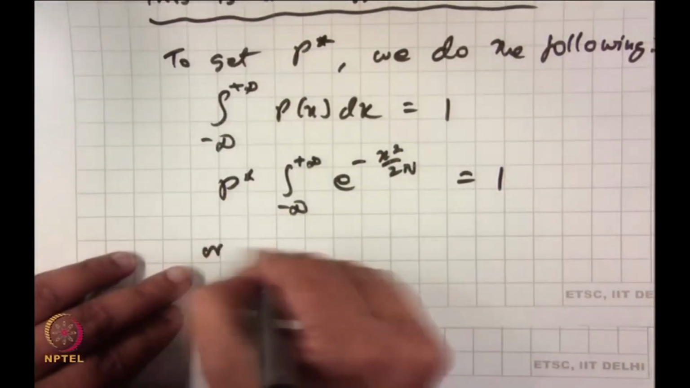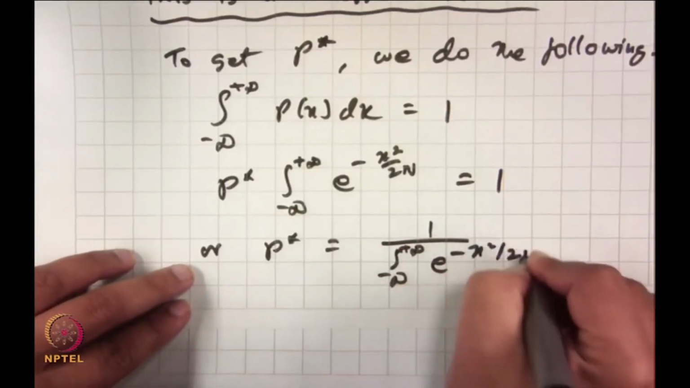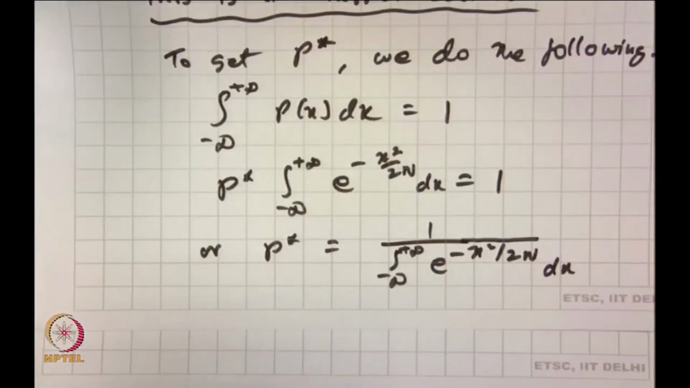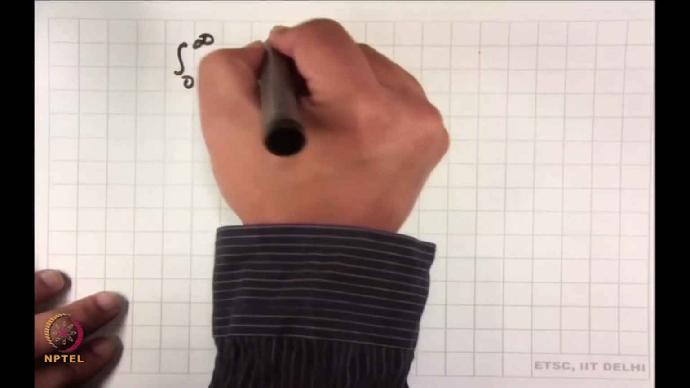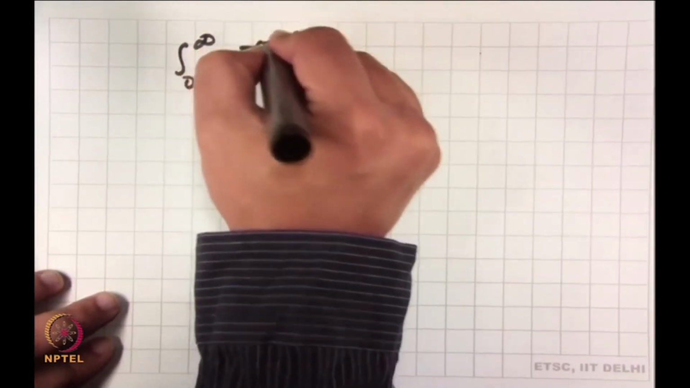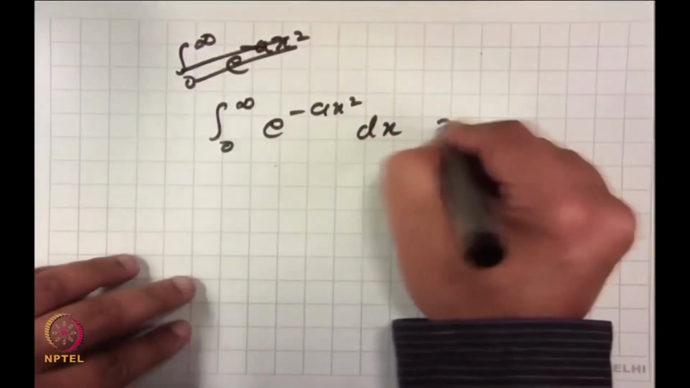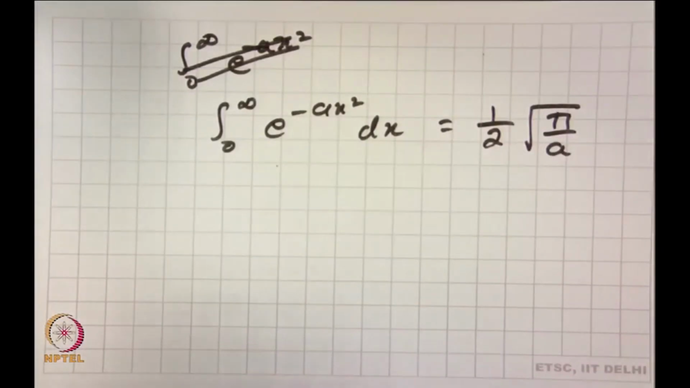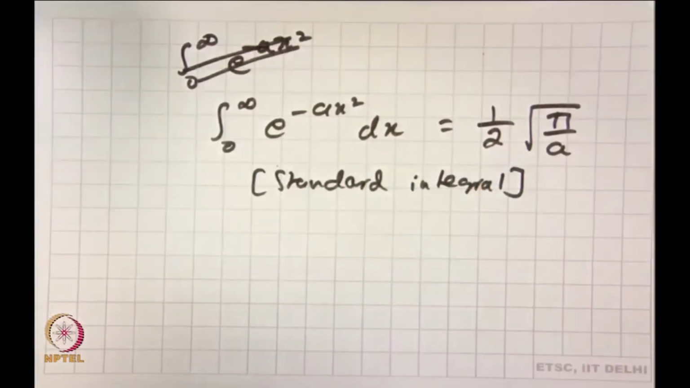okay, or p star is equal to 1 by the integral from minus infinity to plus infinity of e to the minus x squared by 2n. I should be writing d of x here, d of x. Okay. Now, there are standard integrals for this. How you do it is, remember, 0 to infinity e to the minus a x square d of x is equal to 1 by 2 root over pi by a. There is a standard integral you are going to use, okay.